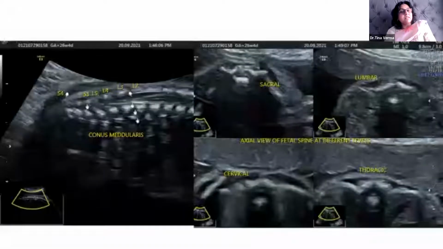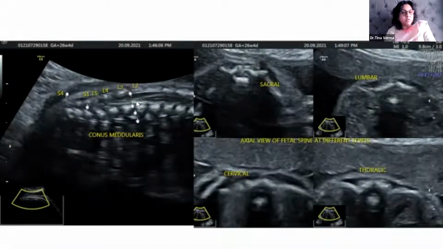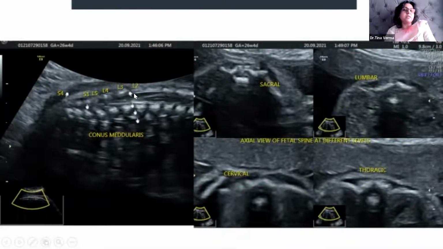Spine again, this was already explained, how to look at the conus medullaris, the lower portion of the conus medullaris. It generally lies at the level of L2 and L3. If it is lying lower, it means that we are dealing with a tethered cord, or if it is attached to the posterior portion, we are dealing with a tethered cord.